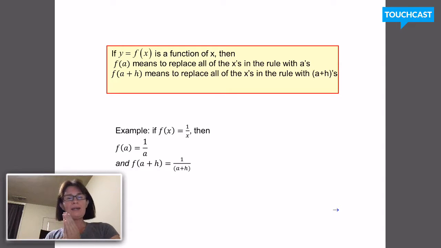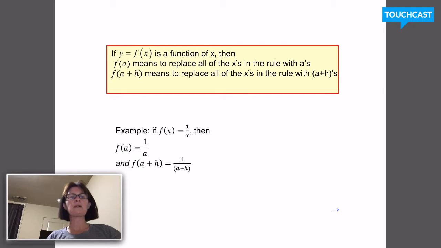So if y equals f of x is a function of x, then f of a means to take that function rule and everywhere you see an x, you're going to replace it with a. Well, similarly, but definitely more complicatedly, f of a plus h means take the f of x rule and anywhere you see x, you're going to replace it with a plus h. Now, if there's any confusion, you might want to keep the a plus h in parentheses until you can tell really how you're going to operate with it.